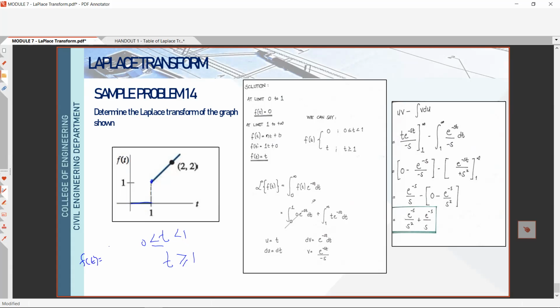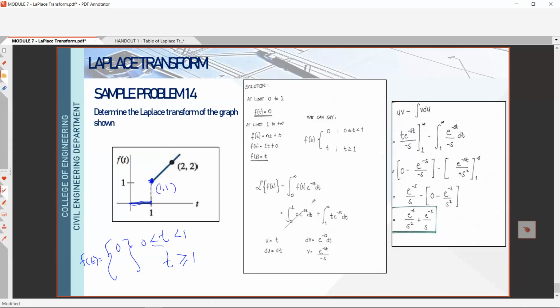When t is from 0 to 1, we know the function is 0, lying along the zero axis. Therefore, this is 0. But the other one is not; it is linear. You know how to create the equation of the line given 2 points, right? The points are 1, 1.